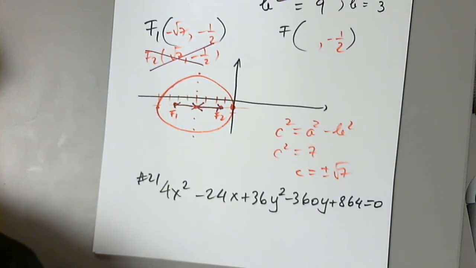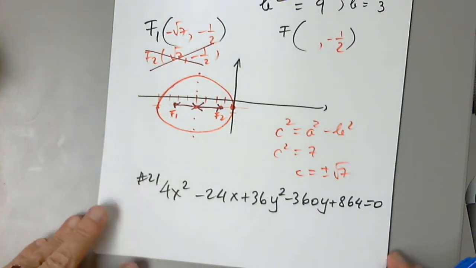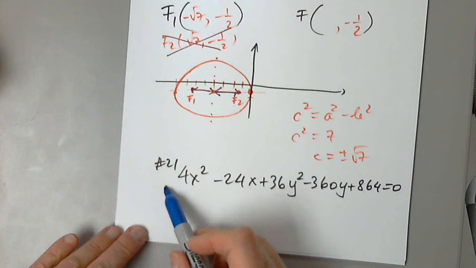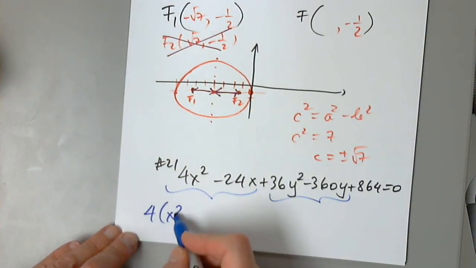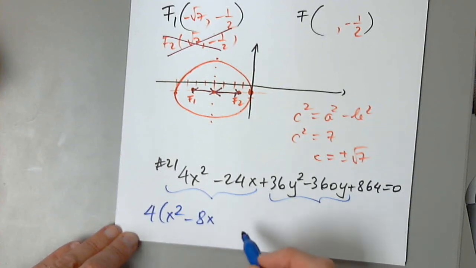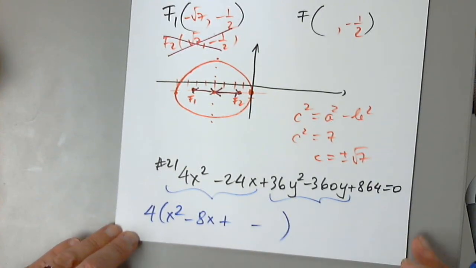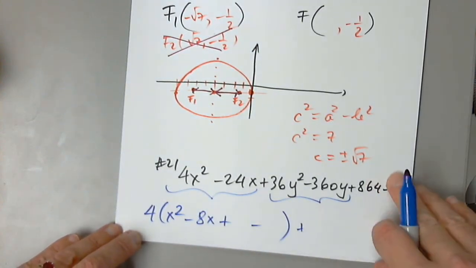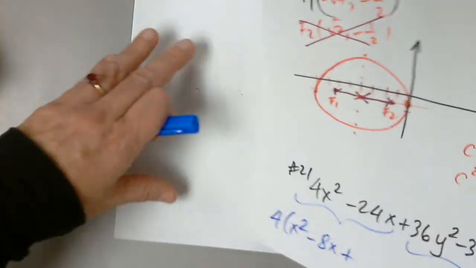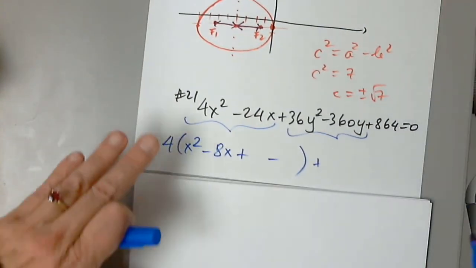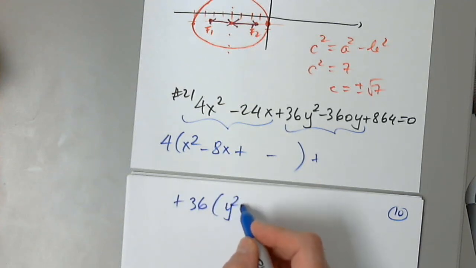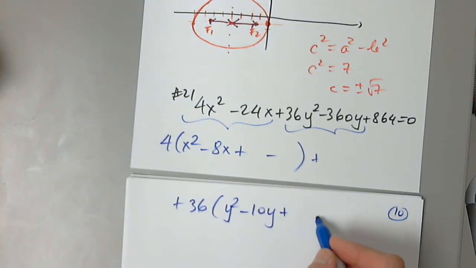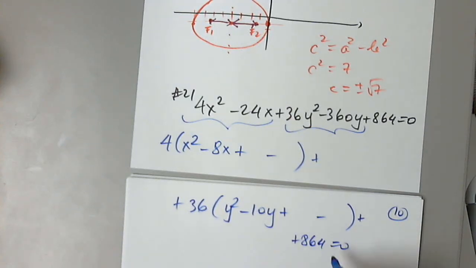We always complete the square, but not with a leading coefficient other than 1. So these two have 4. So this is x squared minus 8x, and I have to add and subtract. And then the second part, for the y, 36 y squared minus 10y, and plus and minus, and then plus 864 equals 0.